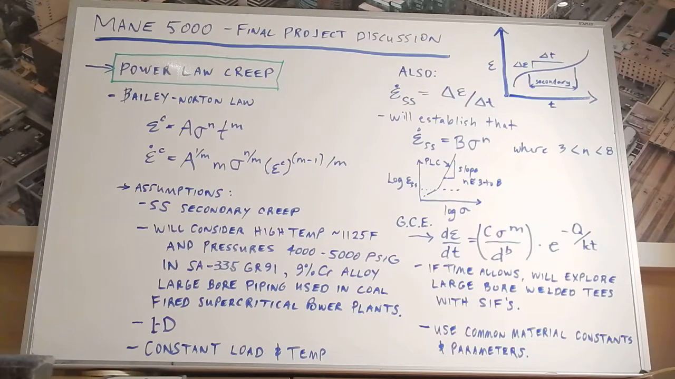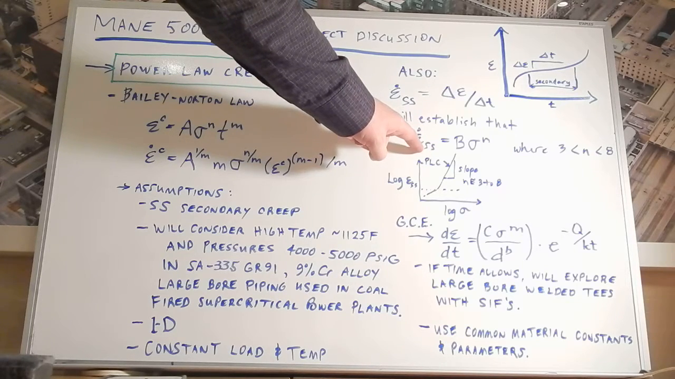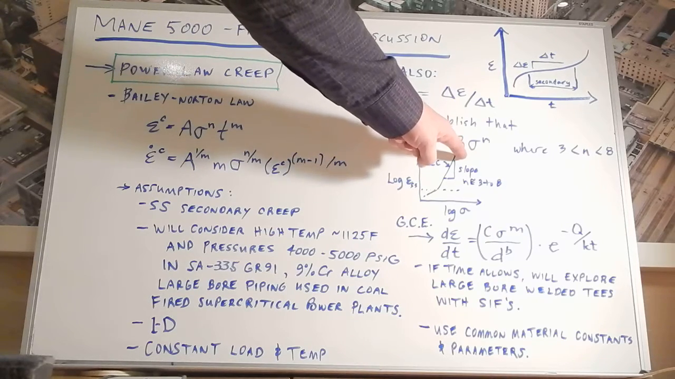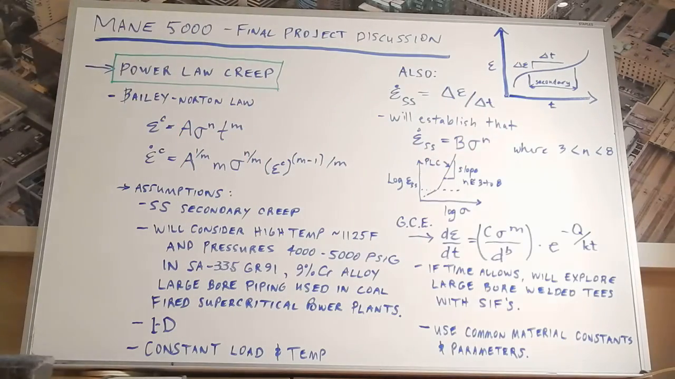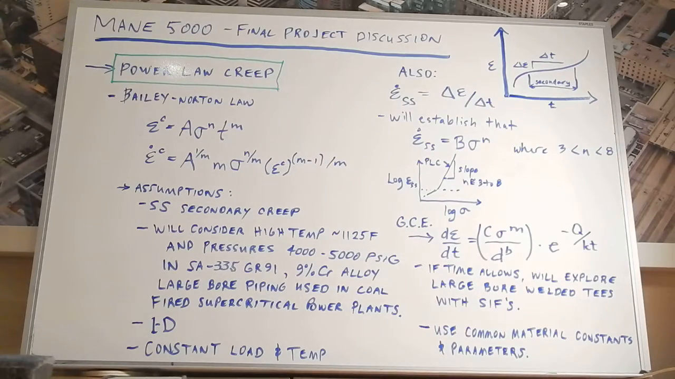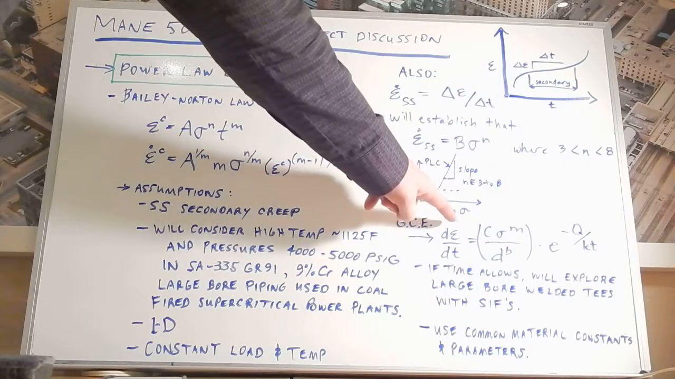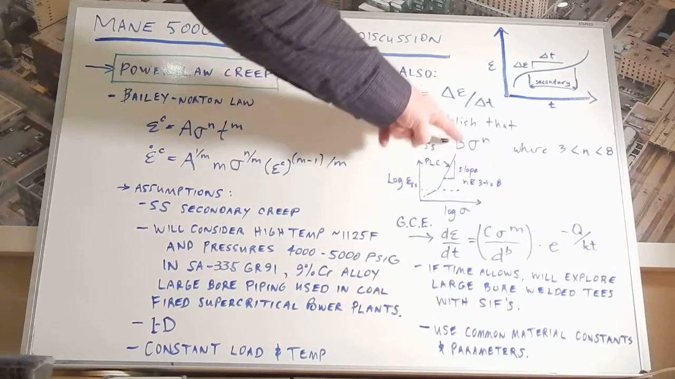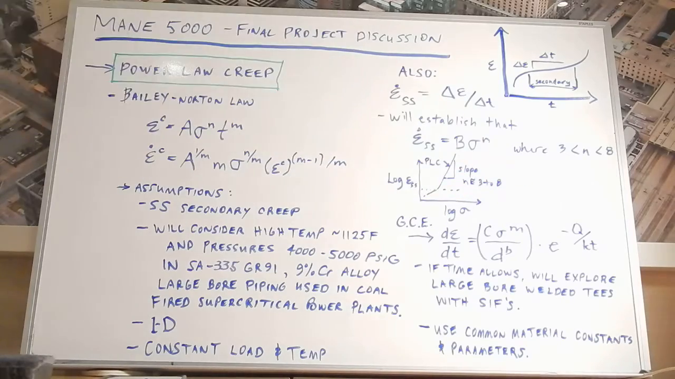And we'll be establishing that the steady state creep strain rate is equal to constant B times the stress to the power n. This is the simplified power law formula where n is between 3 and 8. If you look at a log-log plot of steady state strain versus stress, you get a roughly straight line for power law creep, where the slope is n, equal to some value between 3 and 8 typically.